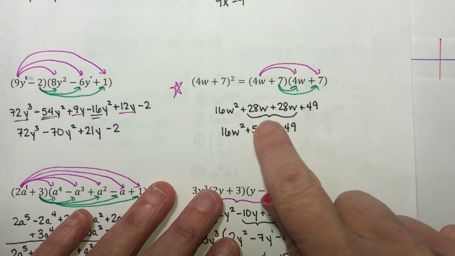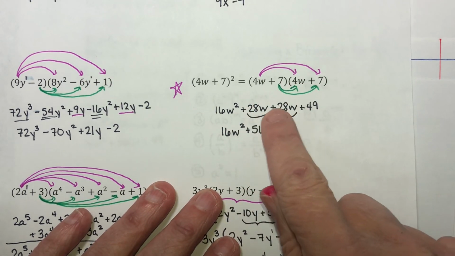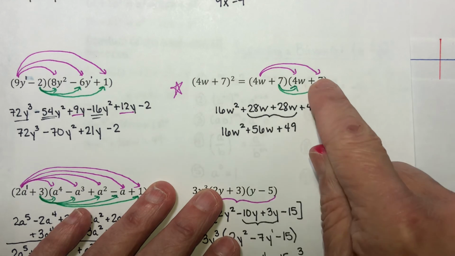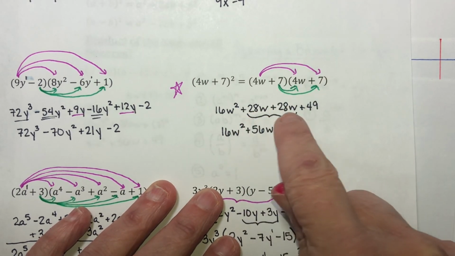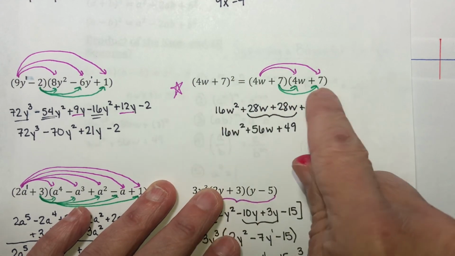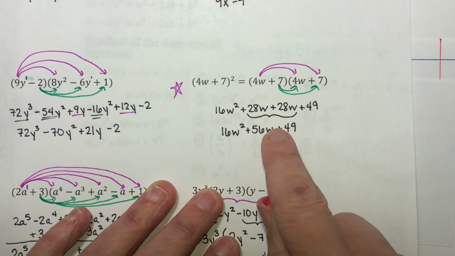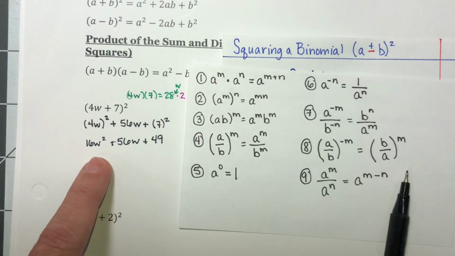Now what's happening here in that middle term where we said we multiply them together, this is where we did the 4 times the 7, that gave us the 28. And the reason we double it is because you always get it twice. If you have this form, you're always going to get this twice, so that is always doubled. This is your answer.